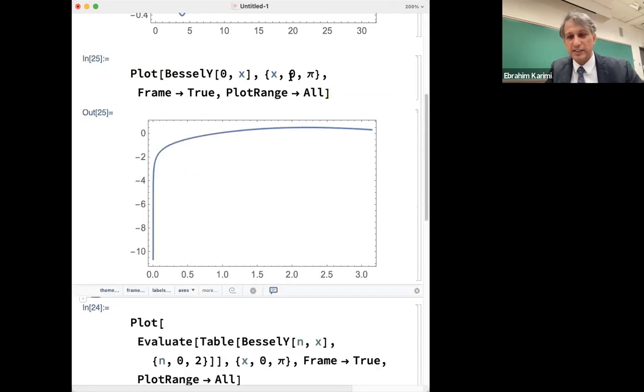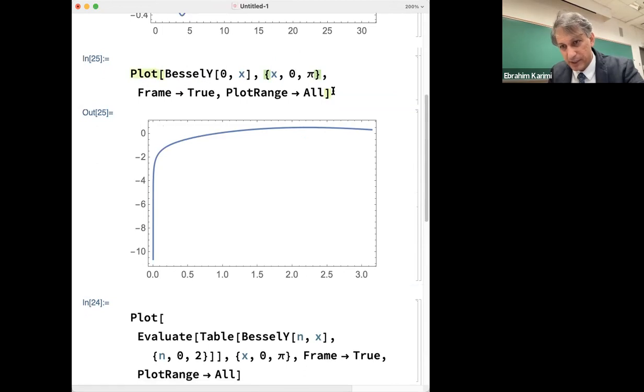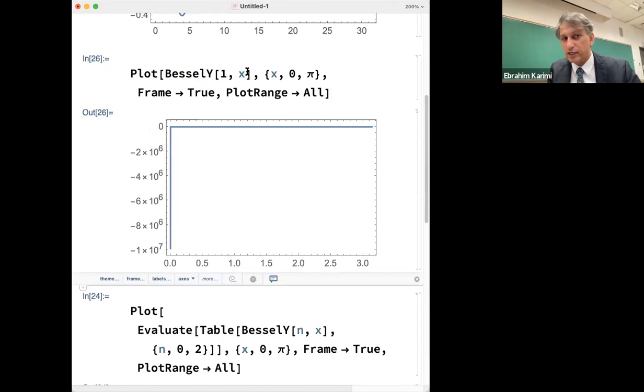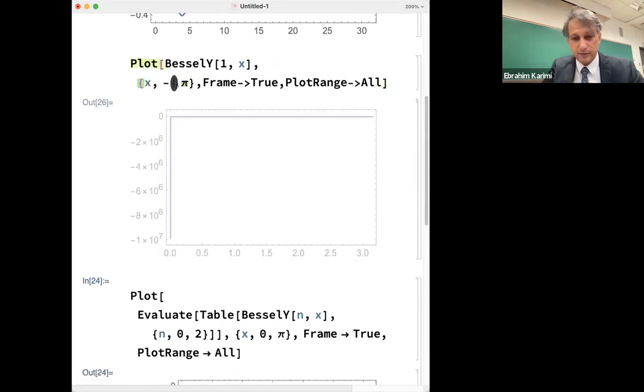Do you see what is happening with the Bessel function of the second kind? At the origin, it has a singularity. When u goes to 0 or x goes to 0, you will see a singularity appearing in the calculation. What is happening with the order 1? The same story. You will see the singularity jumping hugely.